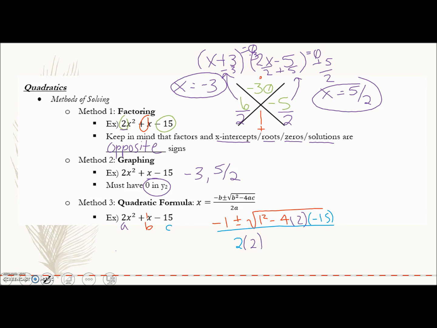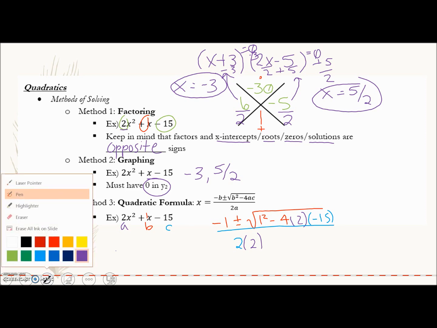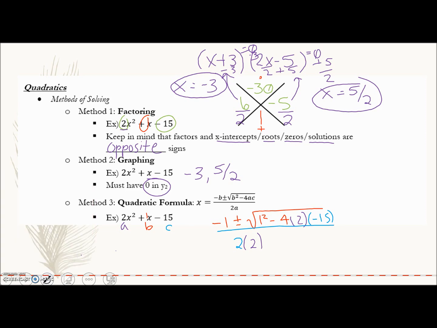So then what I do is you have to simplify what's underneath the radical first. And so keep in mind you may not have a calculator. So I have to do this junk first. So 1 squared, so 1 minus, and then 4 times 2 times -15 is -120. So then that would give me -1 plus minus. 1 minus -120 is really like 1 plus 120, so it'd be 121 over, and then 2 times 2 is 4.